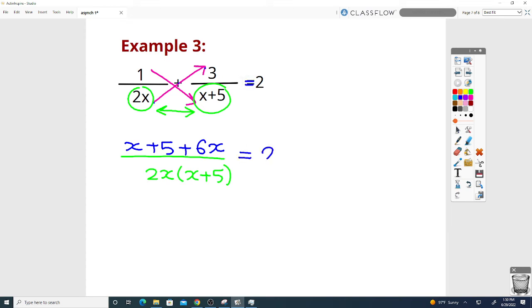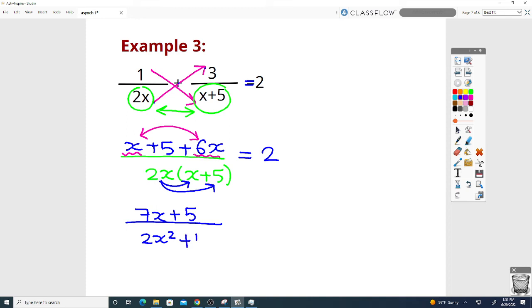So this is equal to 2. Now looking at the numerator, you can see here that I've got an x here, and there is a 6x here. I can add them up. This is going to give me 7x. And then we have plus 5, so I just copy that. Division. Here we've got a term 2x that we can multiply into the bracket, so let's do it. This is going to give me 2x squared plus 10x. Okay, we're done with the part of the addition of the two fractions.